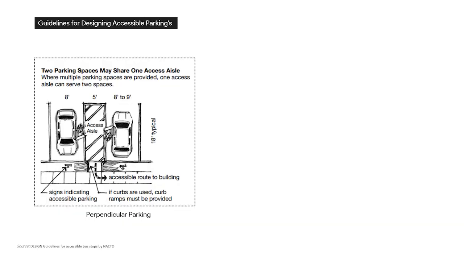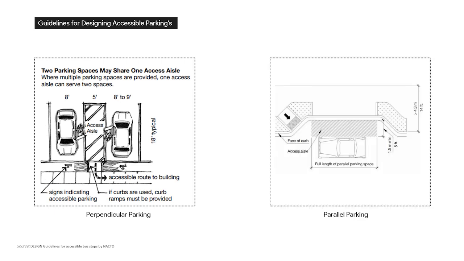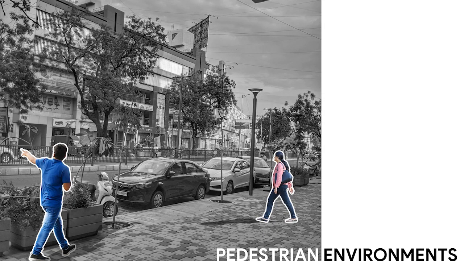As per the standard parking guidelines, for perpendicular parking, a center access aisle of 5 feet should be provided for wheelchair movement with proper signages. The parking should be located close to major entrances of the buildings. In case of parallel parking, a parallel access aisle of 1.5 meters should be provided along the face of the curb of the footpath. Coming to the next point, pedestrian environment.